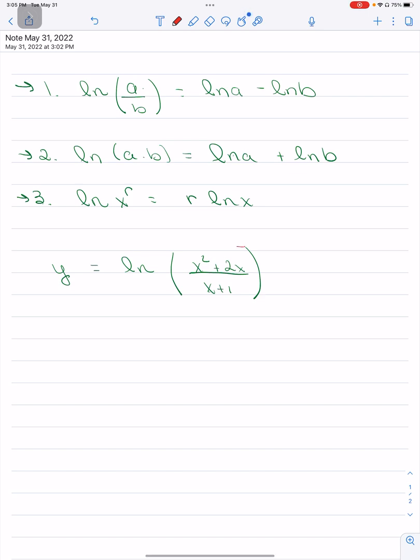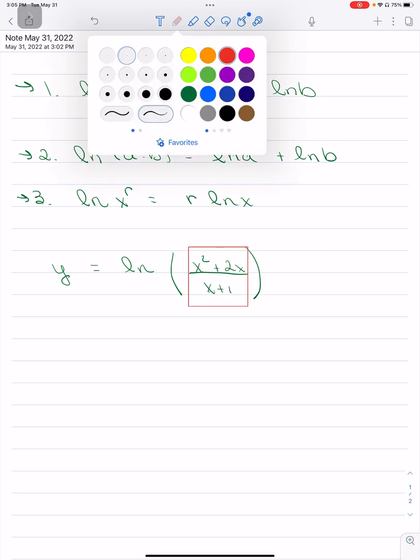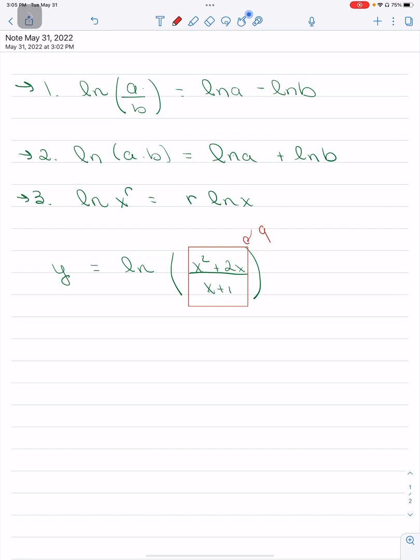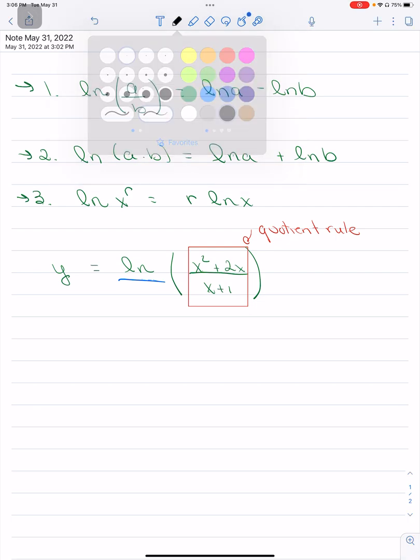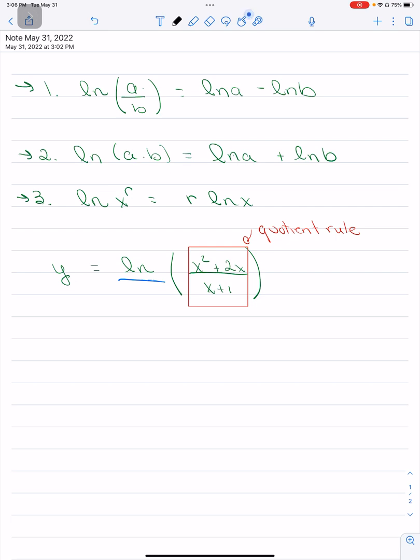So there's this first piece that's on the inside, and to take the derivative of that piece, that's going to require the quotient rule. And then we take the derivative of the outside piece, which is a natural log. And then we put those two things together, we get our derivative. So that takes quite a bit of work. But if we take advantage of our properties above, we can simplify this drastically, and it reduces the work we need to do for our chain rule.